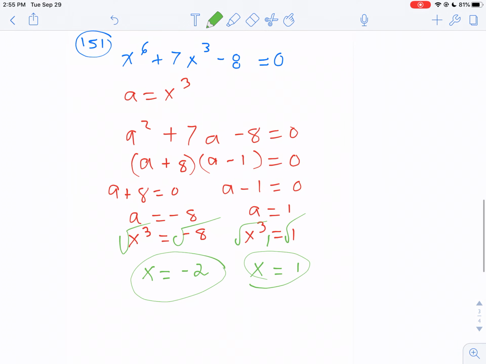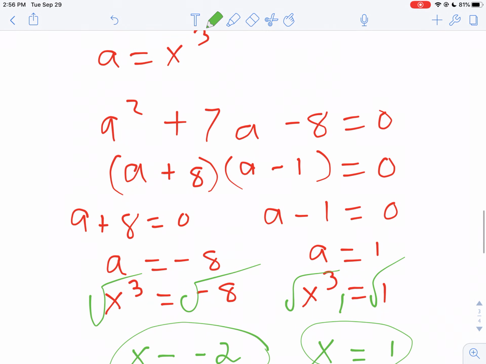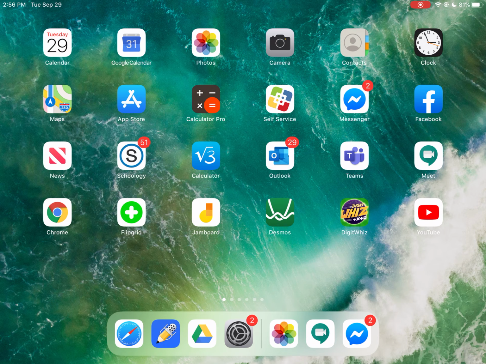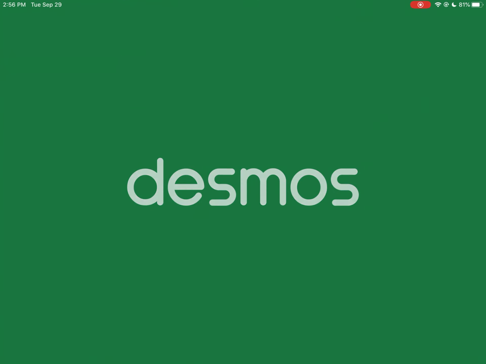But what if you didn't know that you could use a dummy variable to reduce the problem to something which is doable? Like I said before, because they did not specify a method, you can use any method that you want, including decimals. So I'm going to show you how you do this problem in decimals. Where's decimals? There you go.